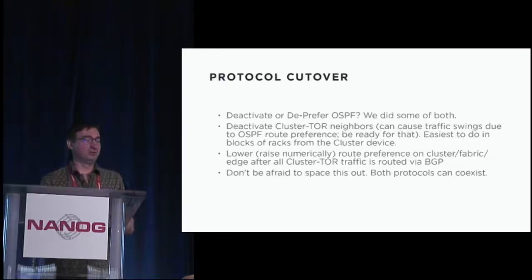From the cluster to fabric to edge layer, we actually did this part with preference changes, turning up the preference for BGP over OSPF to make BGP the more preferred route. Once we had this accomplished, with all the OSPF routes still on the table, auditing the remaining OSPF routes was far easier. One lesson we learned is it's perfectly fine to run these two protocols in parallel for extended periods of time. So don't feel like you have to rush this step if you don't have to.